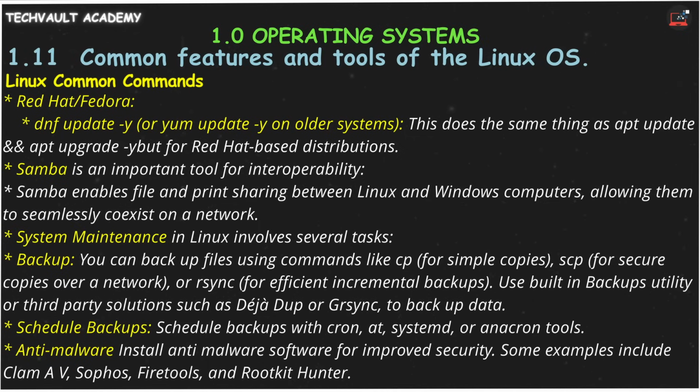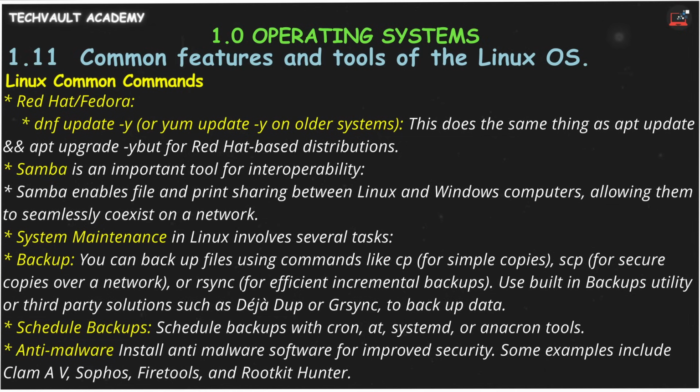System maintenance in Linux involves several tasks. Backup. You can back up files using commands like cp for simple copies, scp for secure copies over a network, or rsync for efficient incremental backups. Use the built-in backups utility or third-party solutions such as Deja Dup or Grsync to back up data. Schedule backups with cron, systemd, or anacron tools.